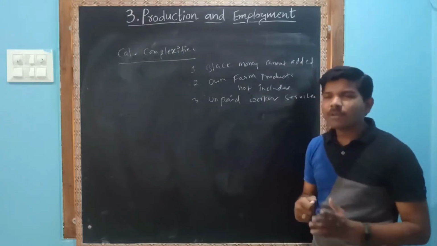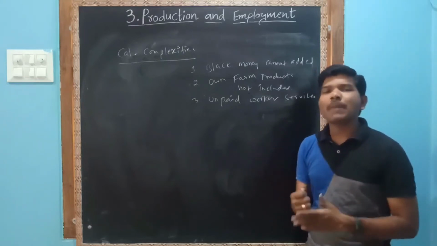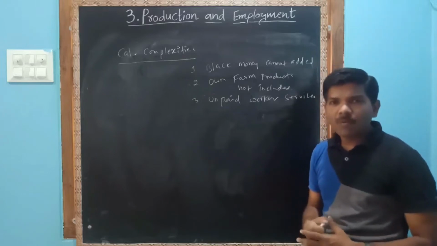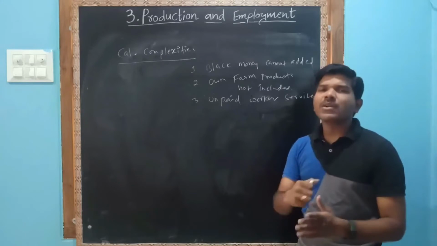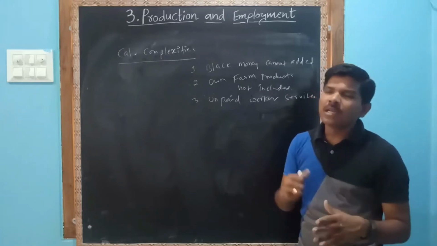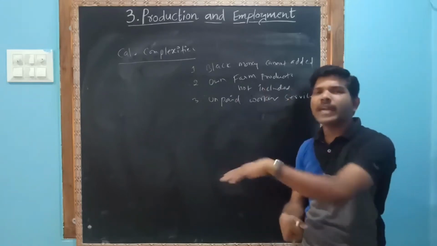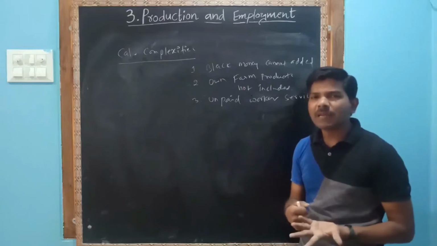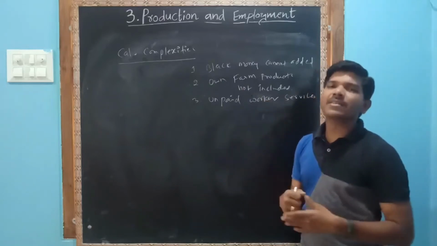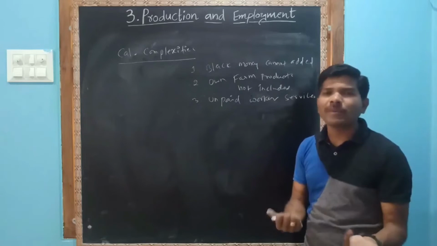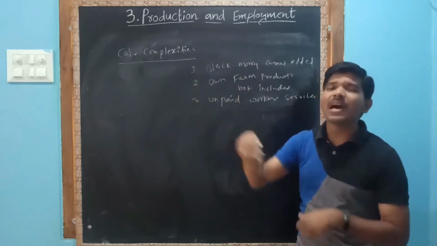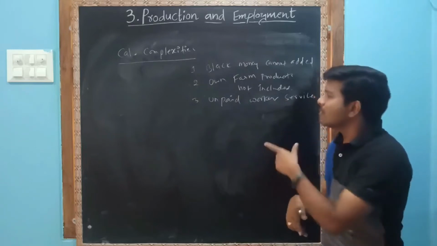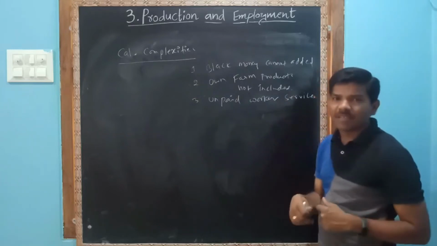At the same time, your neighbor appointed a maid. Whatever work your mother does in your home, that maid is doing in the neighbor's house. So you can say that maid is getting 10,000 rupees per month, but your mom is not getting anything. Means the maid's services are calculated and your mom's services were not calculated. So that is also one of the complexities.